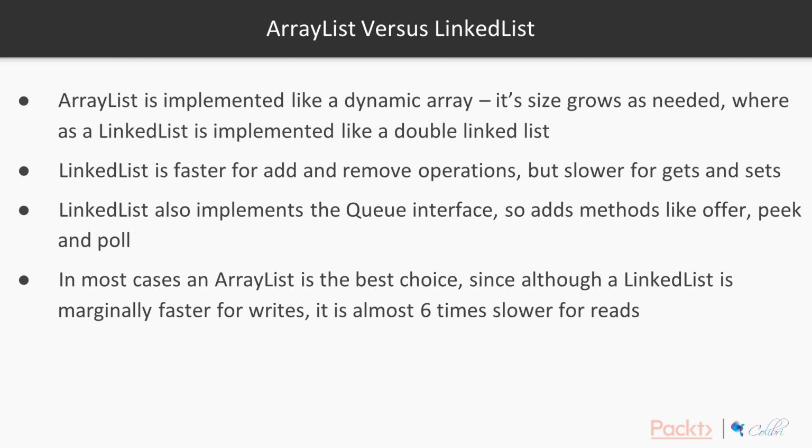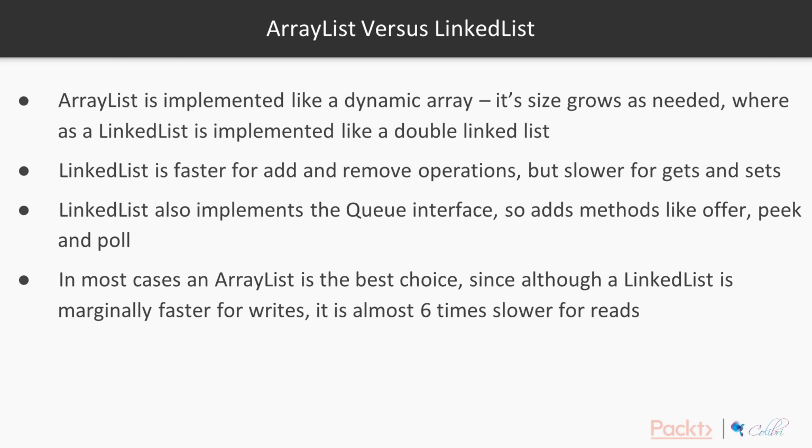So this means it's faster for add and remove operations, much slower for gets and sets. One of the benefits of the linked list implementation is that it actually also implements the queue interface. So this means you get methods like offer, peek, and poll. Now, this is not something we're going to be demonstrating in this tutorial. It's a little bit outside of the scope. But if you want to maintain a queue of work, this is very helpful, because you can poll the list for new items, you can peek at the list to see if there's something there, you can offer something onto the list, and you can also pop elements off of the list to do work on them.